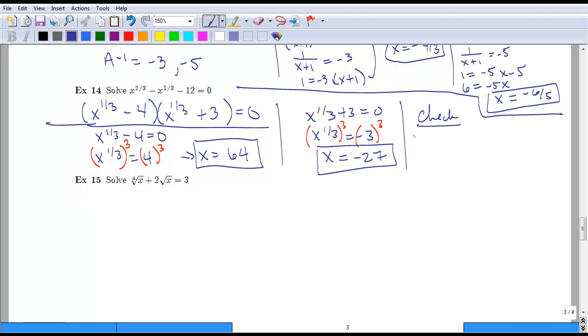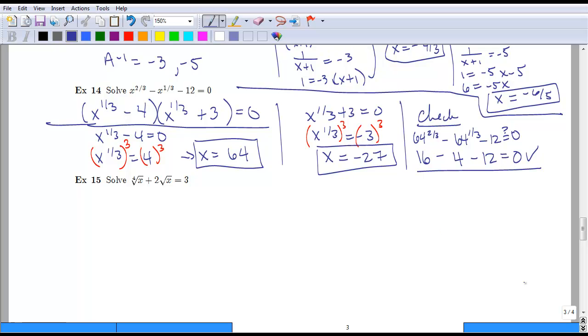If you plug in 64, you get 64 to the 2/3 minus 64 to the 1/3 minus 12. And we want to see if that equals 0. Well, let's think about it. 64 to the 2/3 means we're taking the cube root of 64, which is 4, and then squaring that, which is 16. So we get 16. 64 to the 1/3 is 4. Minus 12, that indeed is 0. So we're good. If we check -27, we would find out that it also does work.